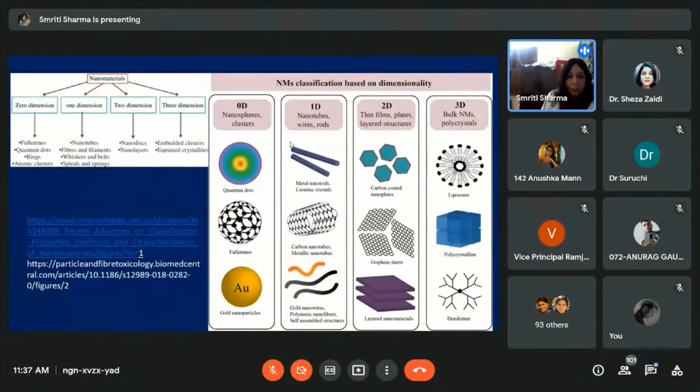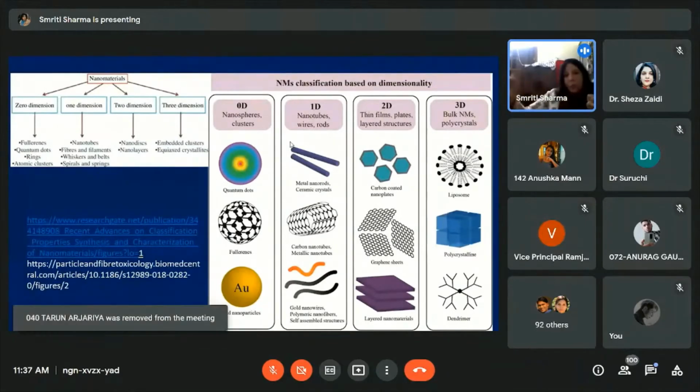So these are quantum dots. I just spoke about quantum dots, your fullerenes, okay? And rings, atomic clusters, all these come under zero dimension nanomaterials. Then you have nanotubes. One dimension would mean that one dimension is in the macro scale, and the rest are in the nanoscale. So a nanotube can be very long.